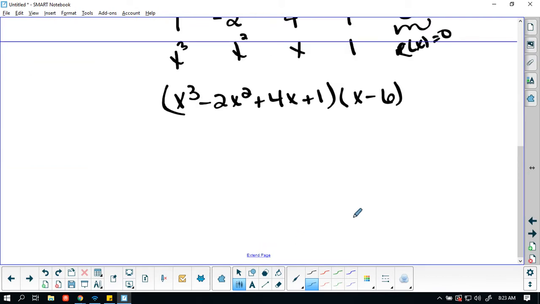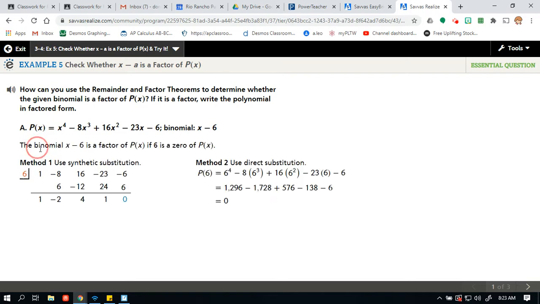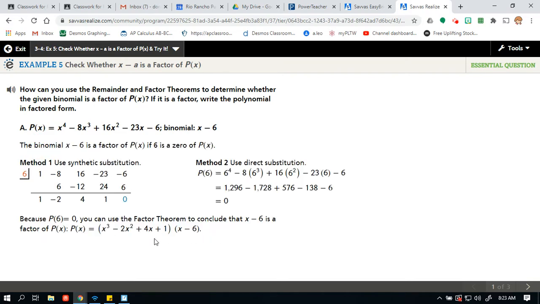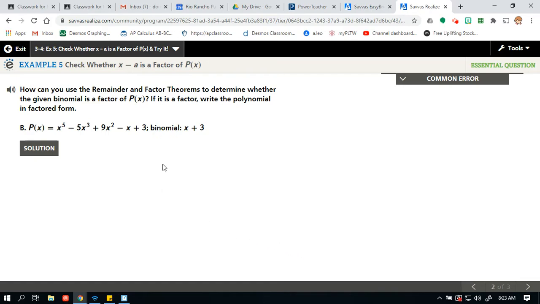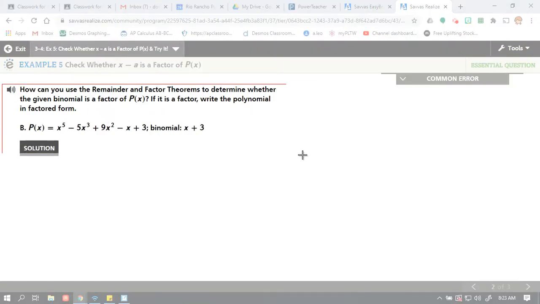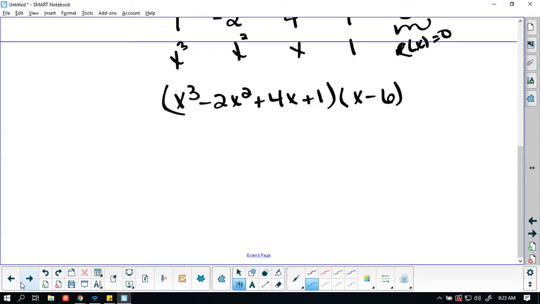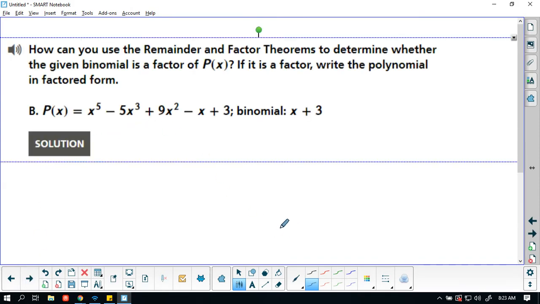Right, so there we have it. We do have a factor. It is a zero remainder. Writing it in factored form is like that. Okay, the second part, how can you use the remainder theorem or factor theorem? Let's see if this is truly a factor. All right, and let's move this up.